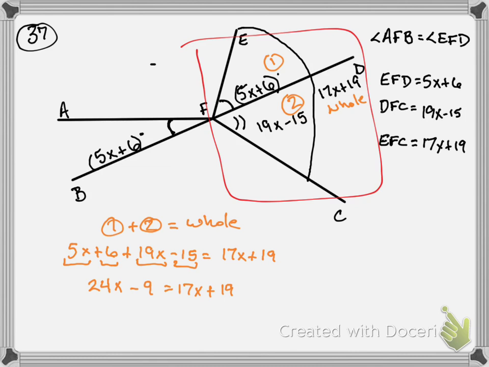All right, and then it's whatever way you want to do this, whatever method you choose. I'm going to subtract 17x from both sides. And so that'll give me 7x minus 9 equals 19. What do y'all want to do next? Add 9? All right, so that gives us 7x equals 28. Oh, well, you know, that's a nice problem, right? Divide by 7, x equals 4.